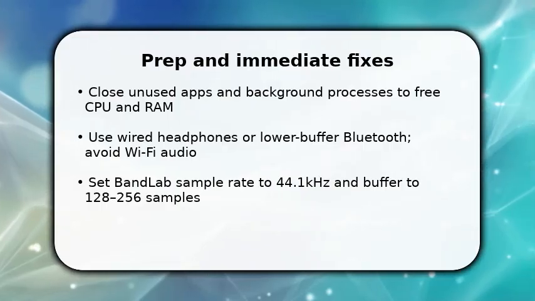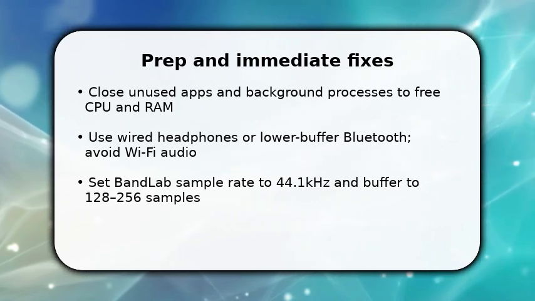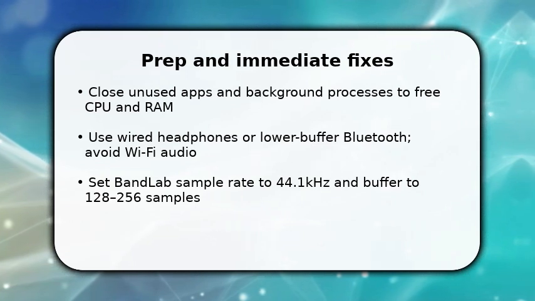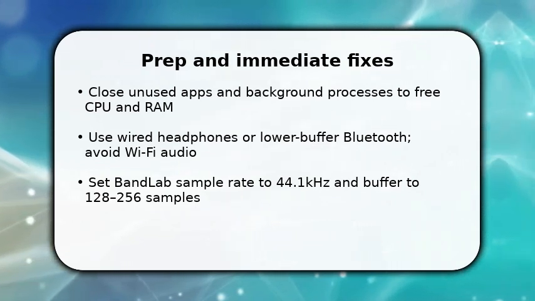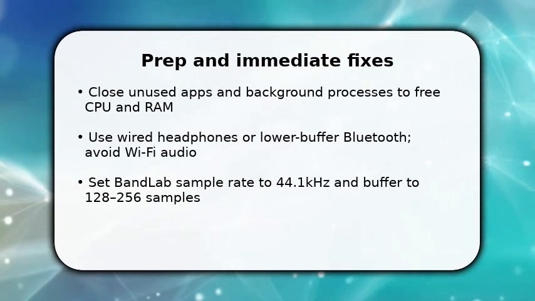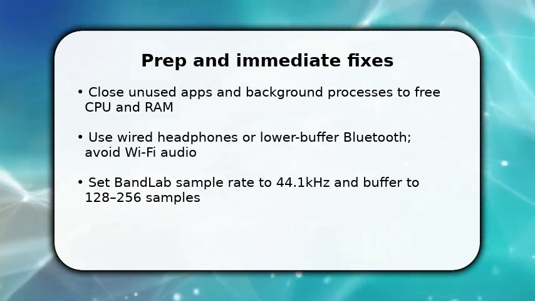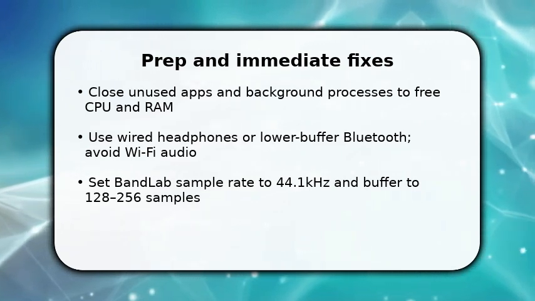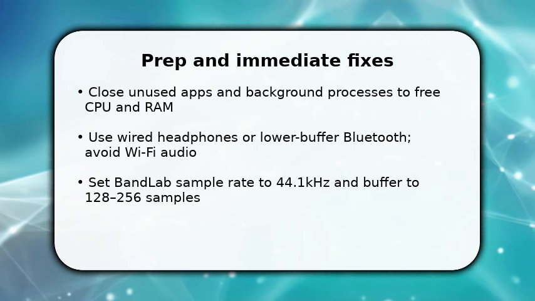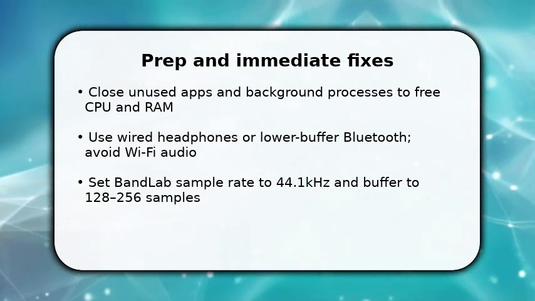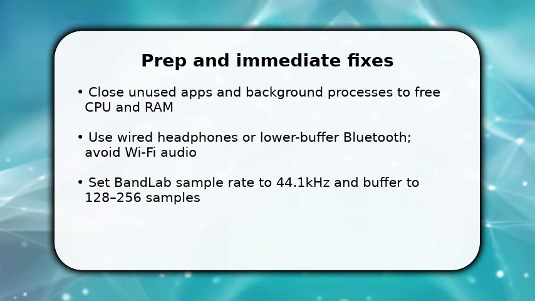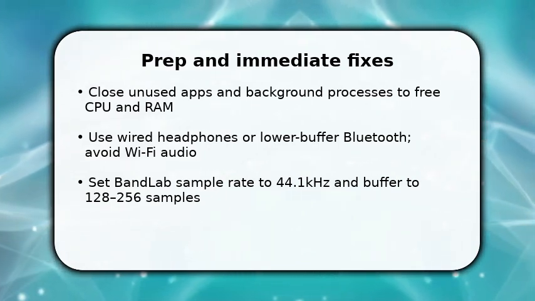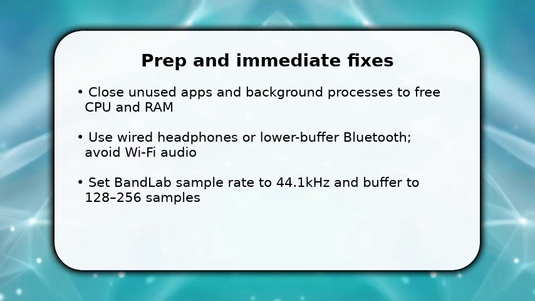You start by removing obvious CPU and network strain. Quit browsers, cloud sync, and heavy apps so Bandlab gets full attention. Then switch to wired monitoring or a low-latency Bluetooth profile because wireless adds unpredictable delay. Once done, open Bandlab settings and set the sample rate to 44.1 kHz and the buffer to 128 or 256 samples. This balances CPU load versus latency. Doing these first reduces most real-time lag and prepares you for deeper tuning.